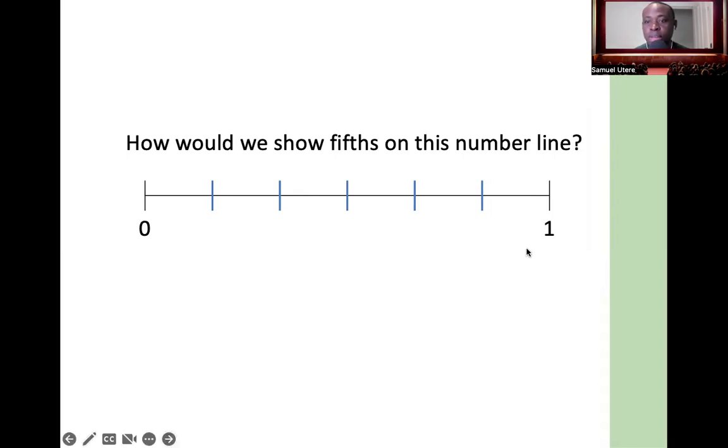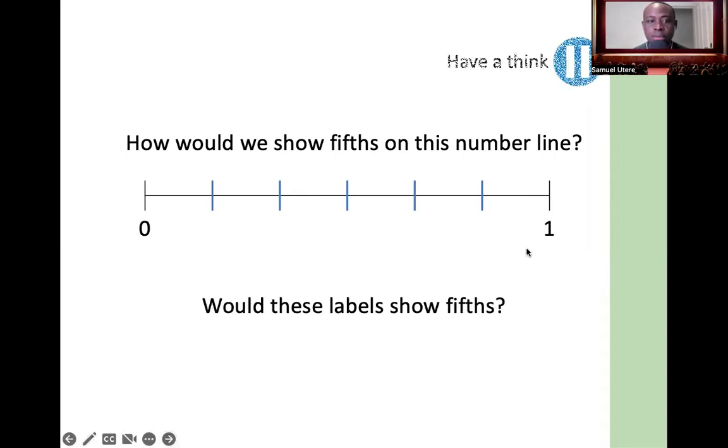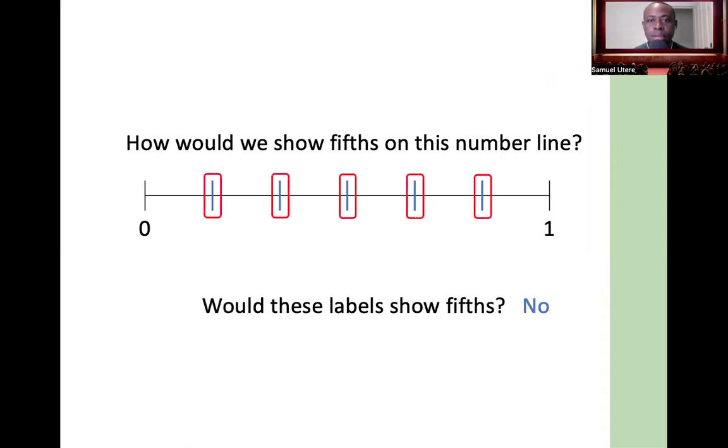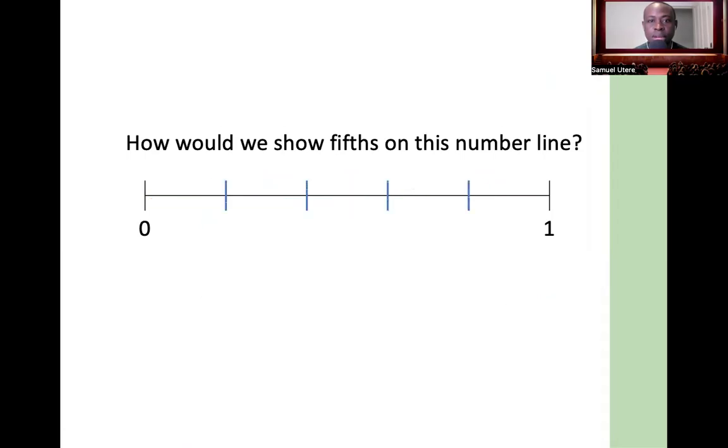So we're going to have to make some changes. All right. And that has to be 4 intervals like that. Okay, now you can see that we have 1, 2, 3, 4, 5. So we can now show fifths. So 1 fifth, 2 fifths, 3 fifths, 4 fifths, and 5 fifths, which is also equal to 1.